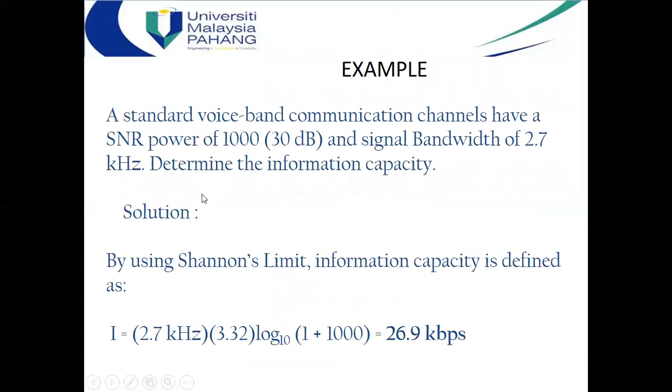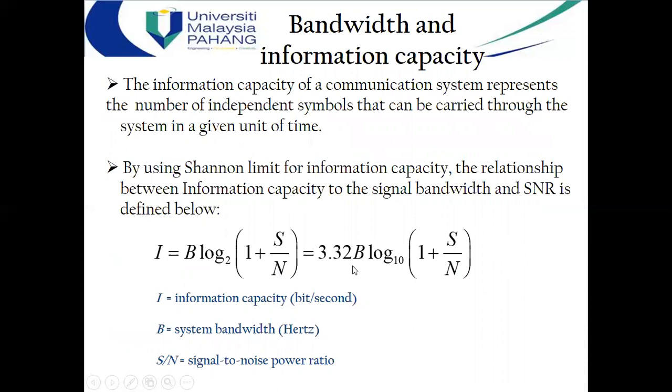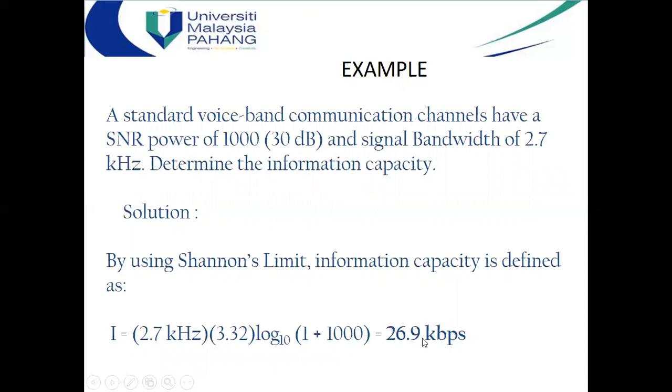So let us see one example of the information capacity. A standard voice band communication channel has a signal to noise ratio of 1000. 1000 means 30 dB, because SNR is signal power divided by noise power, so it's unitless. And the signal bandwidth is 2.7 kilohertz. Determine the information capacity. From the relation, I equals 3.32 B log 10 of 1 plus S by N, where B is 2.7 kilohertz and S by N is 1000. So we can calculate 26.9 kilobit per second. This is the maximum capacity of the system.